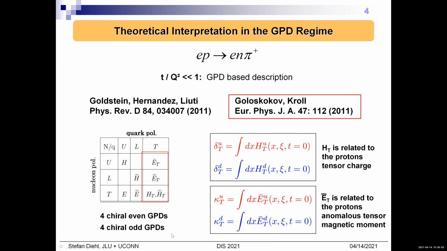Both models include 8 GPDs, which depend on the polarization of the nucleon and the quark. There are 4 chiral-even GPDs and 4 chiral-odd GPDs. And the speciality of deep exclusive meson production is the extraction of the chiral-odd GPDs, which are very small for classical processes like DVCS. And these chiral-odd GPDs contain a lot of physics information. For example, H_T is related to the proton's tensor charge, or Ē_T is related to the proton's anomalous tensor magnetic moment.